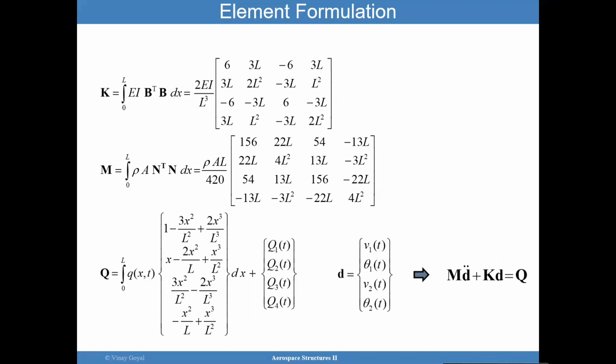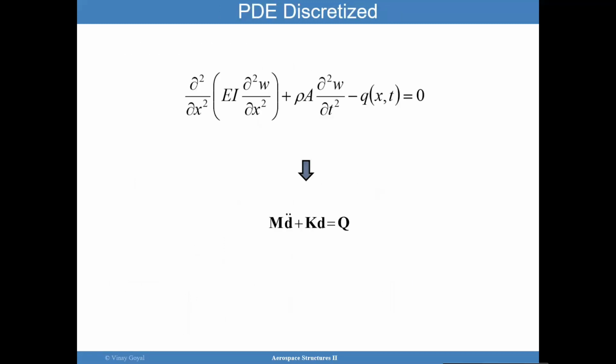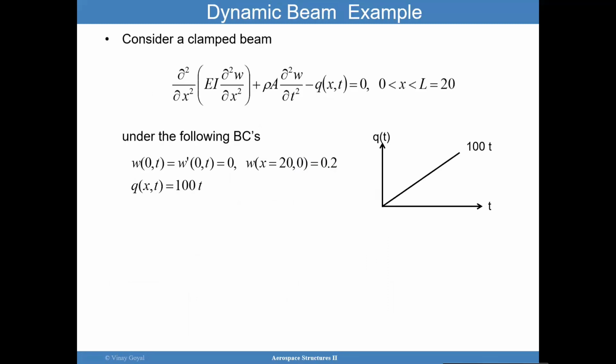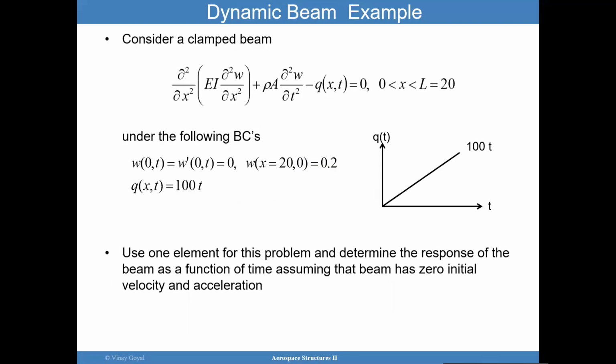So it's very important to see how we converted a very complex problem into a linear algebra problem. I've taken that very complex equation and turned it into M d double dot plus K d equals Q, and I've accomplished a lot by doing that because I've simplified it. And so now I'm ready to study a new problem. And this problem could be, hey, just use one element to solve it.